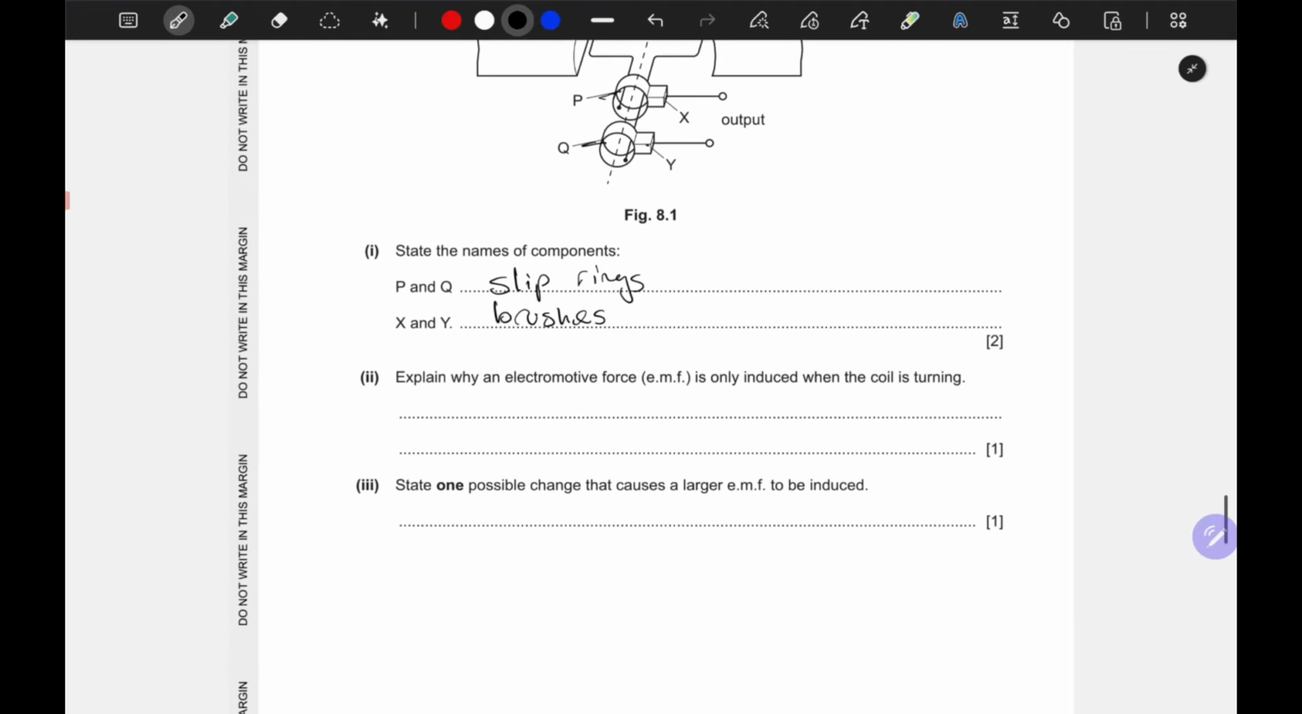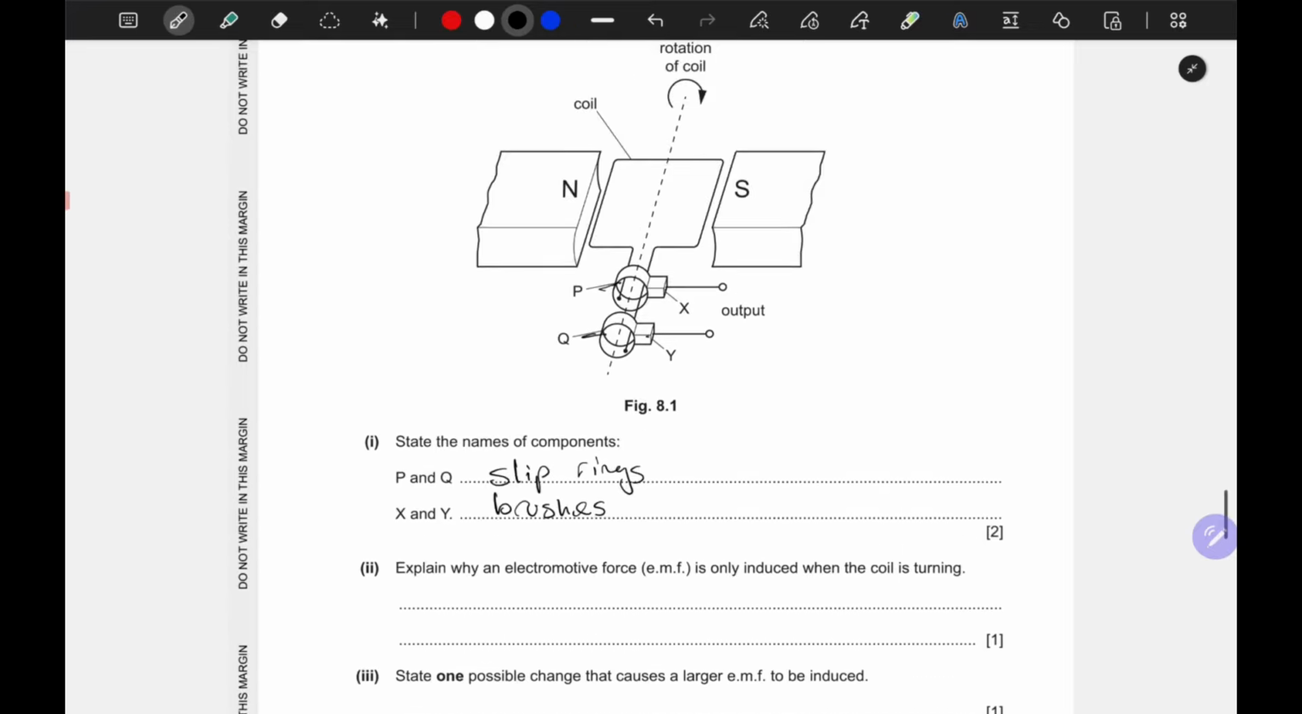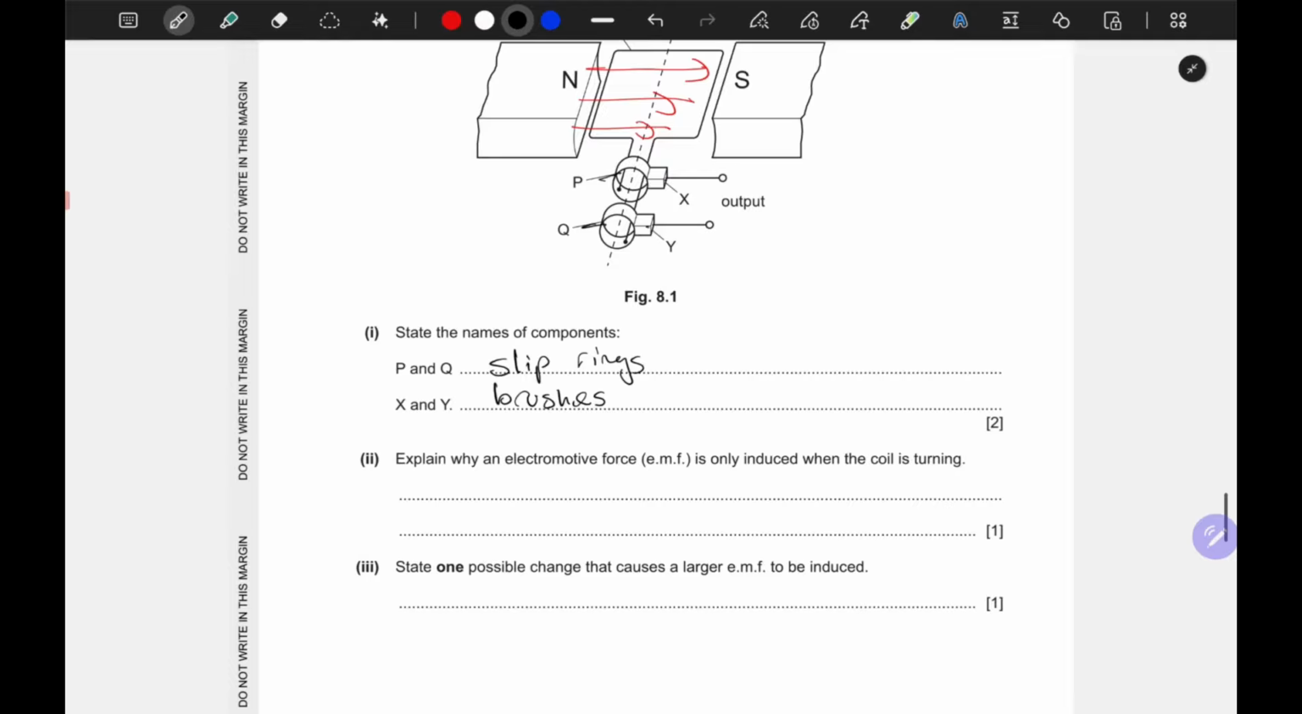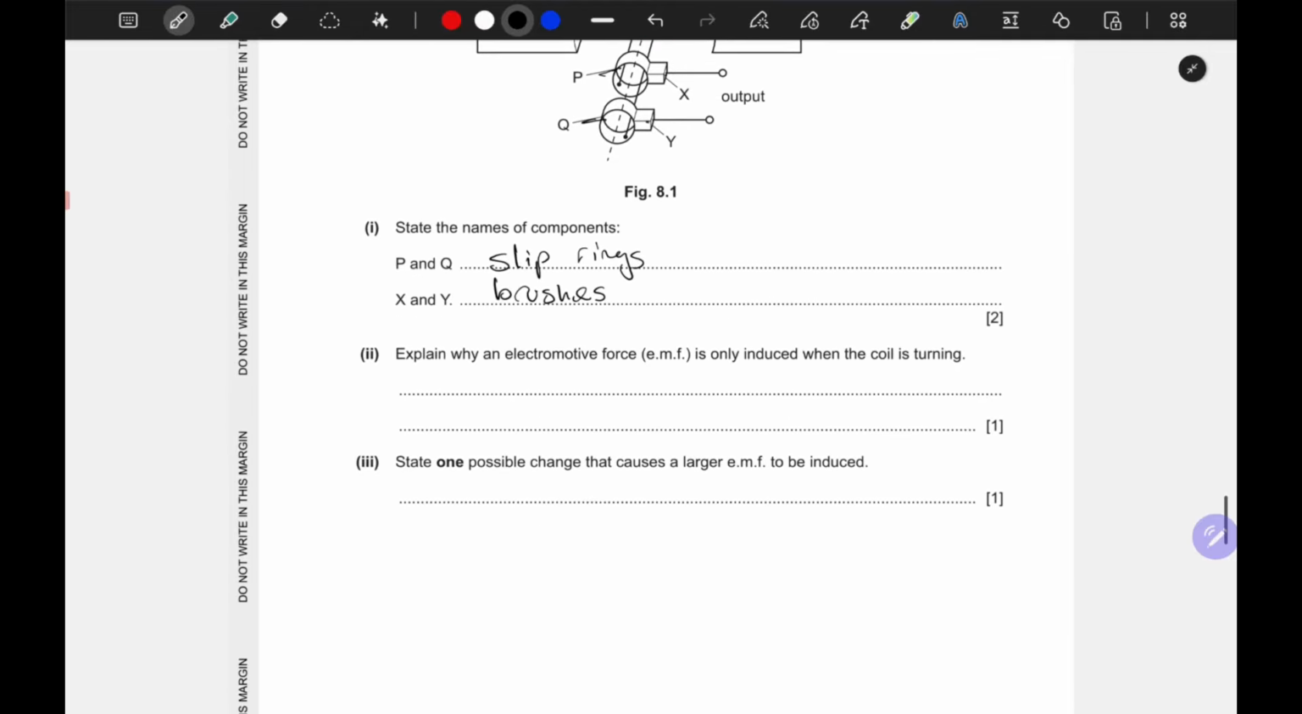Explain why an EMF is only induced when the coil is turning. So we have a magnetic field, let me just draw it in red, in this direction, from north to south. When the coil is turning, it's cutting the magnetic field. That is the only way an EMF is being produced. So the coil cuts the magnetic field when it's turning.